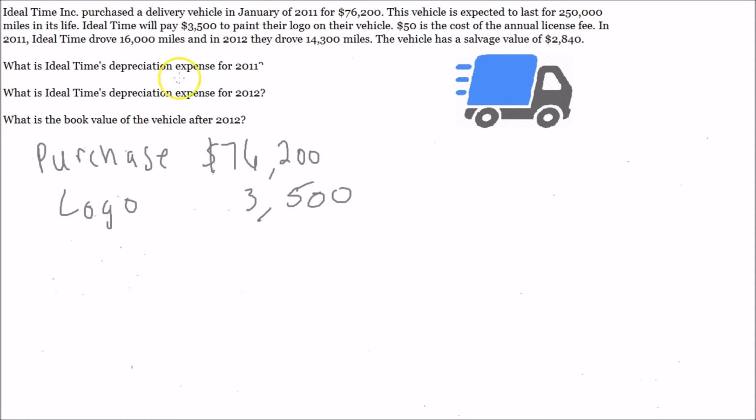Now, what else would go into the cost of this vehicle? I don't see anything else. So this will be your total cost here. Remember, that's always the first step. Get your cost. Very important. So this will be $79,700.